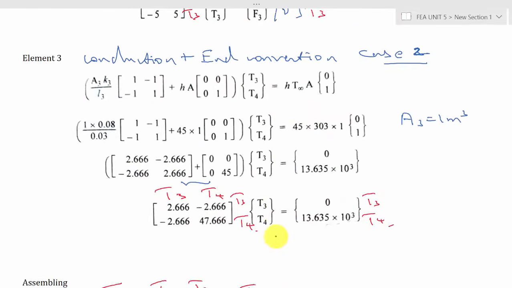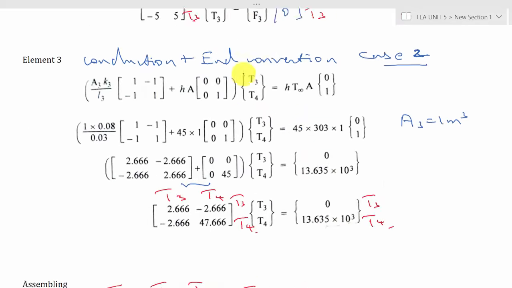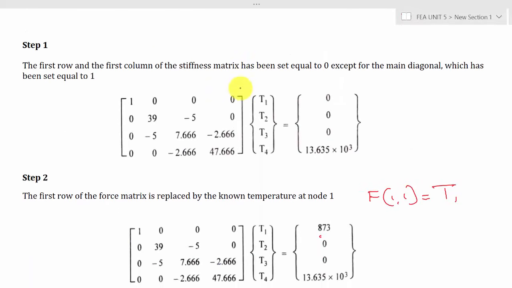Okay. So here we have three elements. The first element is subjected to only conduction, that is why it is case 1. The second element is also subjected to only conduction, so it is case 1. The third element is subjected to conduction as well as the end convection, so it comes under case 2. So we can calculate the stiffness matrix individually and we can assemble it. After assembling, follow the procedure.